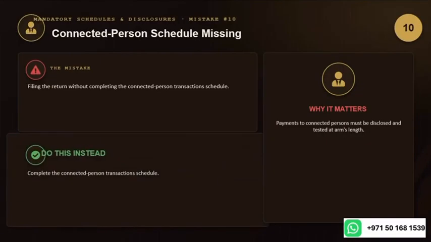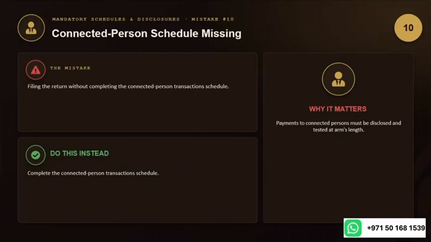Mistake number 10 involves missing the connected person transaction schedule. Payments to connected persons must be disclosed and tested at arm's length. Complete this schedule to avoid compliance issues.